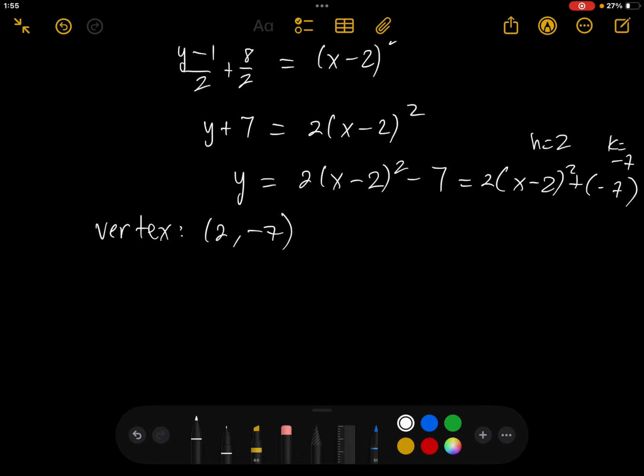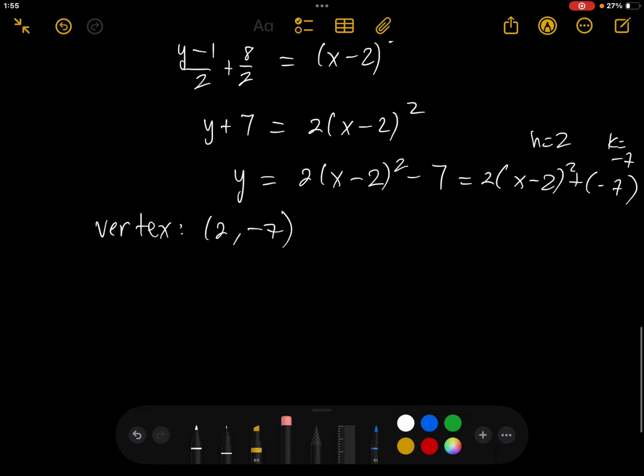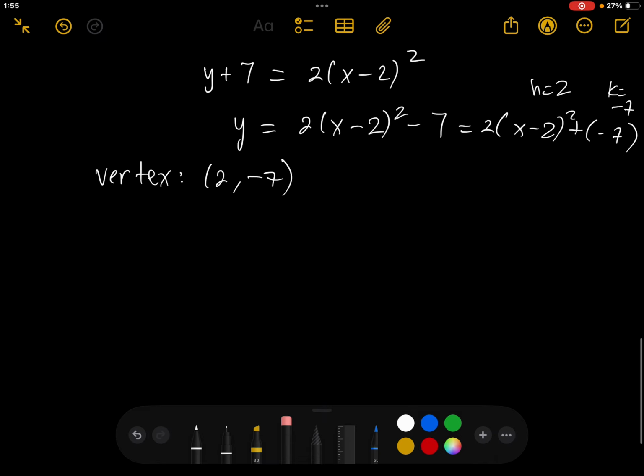Remember, when I plug in the x coordinate of the vertex, I should get 0 in the square. I should get 0 squared. Okay, so the vertex is (2, -7), and the axis of symmetry is x equals 2.